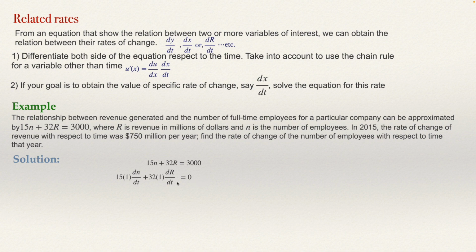And now, this is the first step: differentiate both sides of the equation with respect to the time. So this is 15 dM/dt, this is 32 dR/dt, and this is equal to 0.